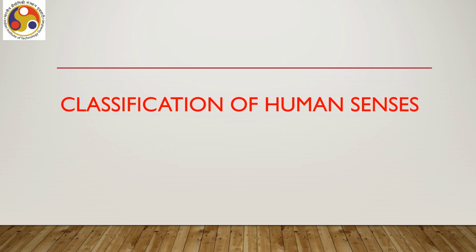So, let us first start with our understanding of perceptual physiology. We will start with a classification of human senses. What are the senses or sensory organs that we have, and what kind of things are there that allow us to sense.